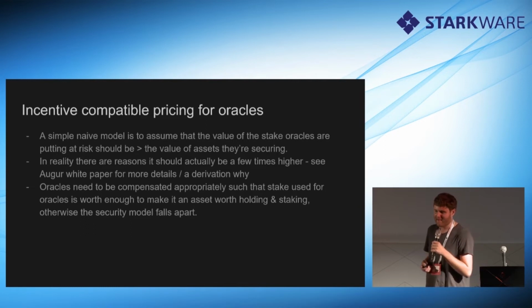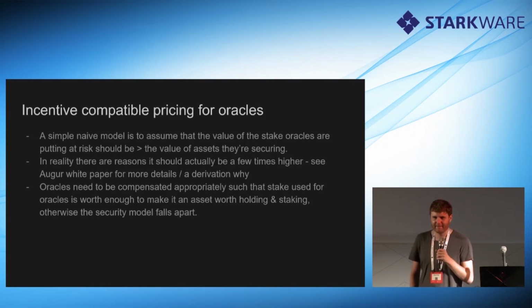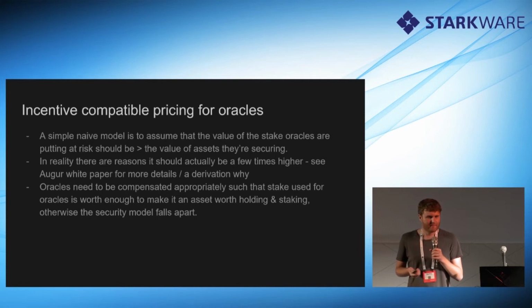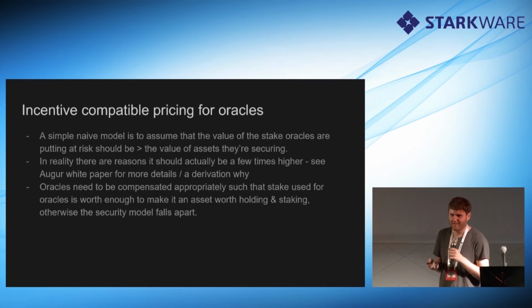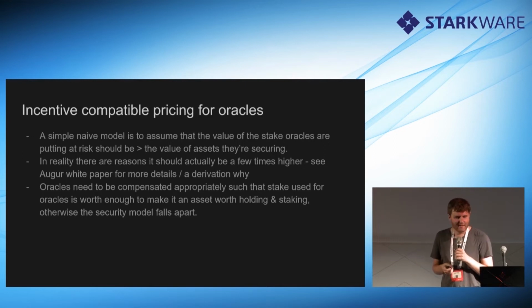And so if you think about how to reason about security of oracles, the simplest kind of naive model is to assume that the value of the assets that you're staking should be worth more than the assets you're securing. So if you have $1 million staked to secure some network, there should be less than that in collateral that you're securing. In practice, there's a few attack vectors that mean that it should actually be a few times higher.